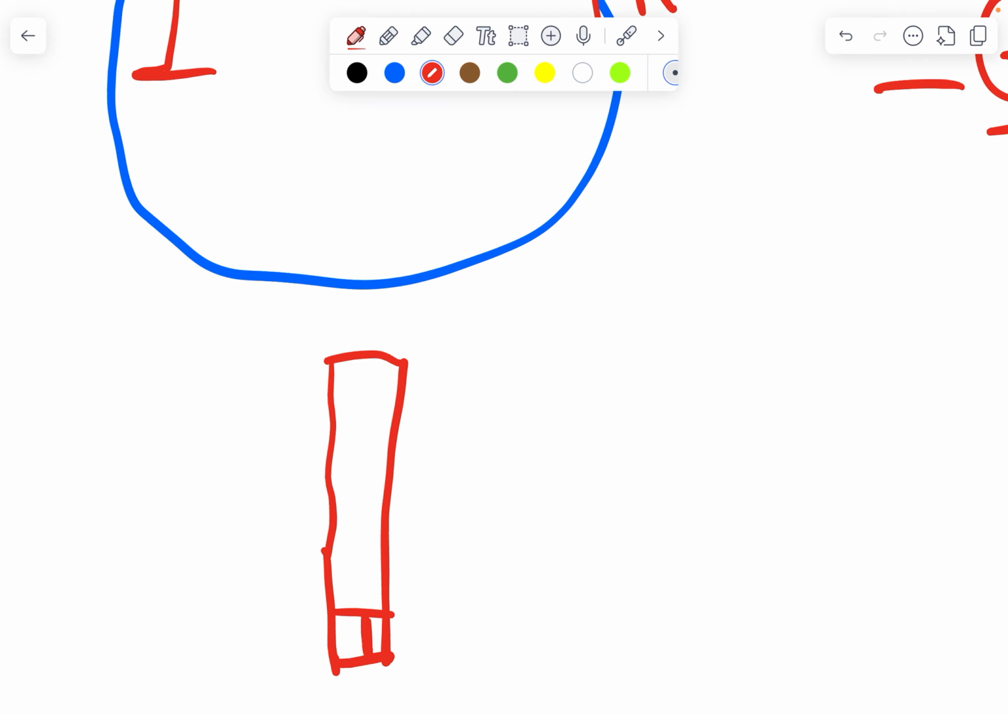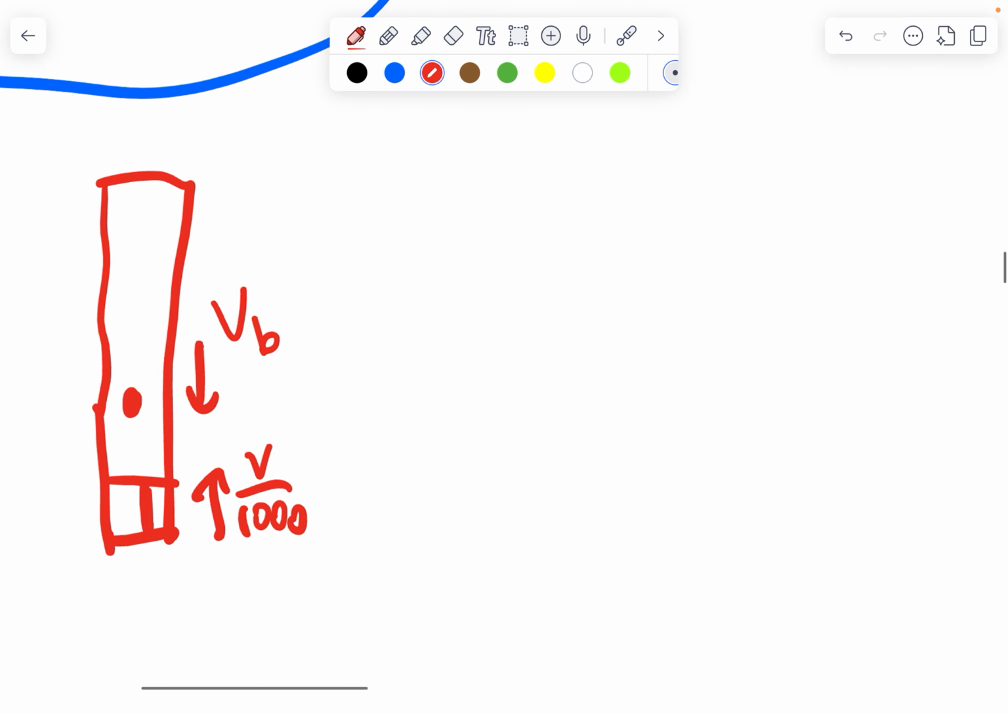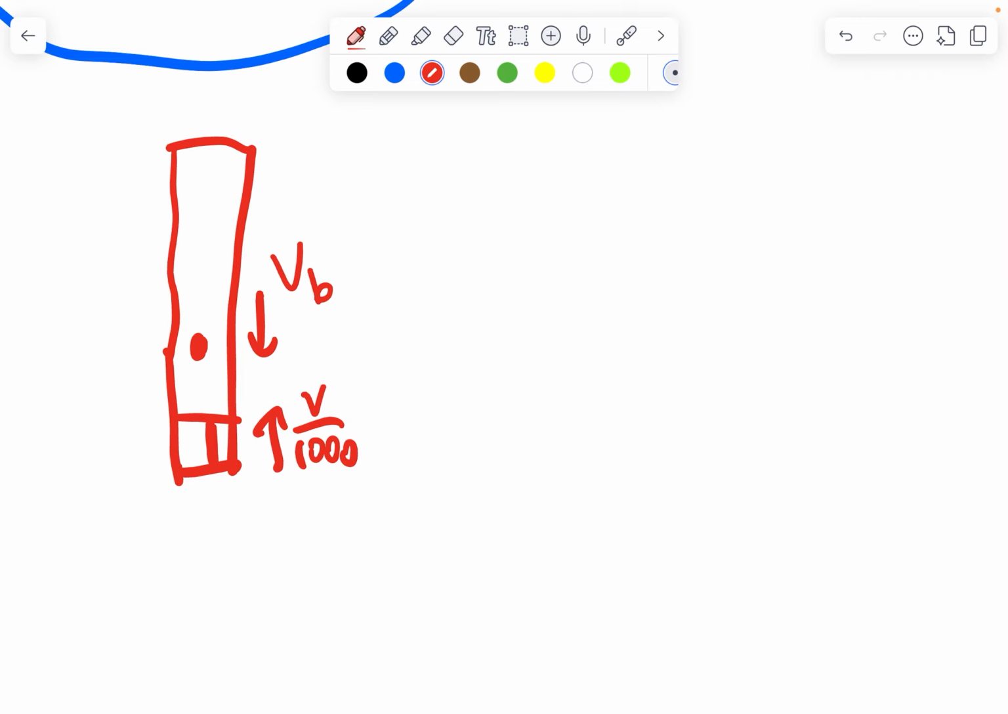Now there's this piston, right? It's moving up at speed v over 1000. And let's say the ball is moving at a speed of vb downwards. So first of all, since it's an elastic collision, we know that the relative speed of where it's colliding, or the plate, is going to be the same before and after the collision.